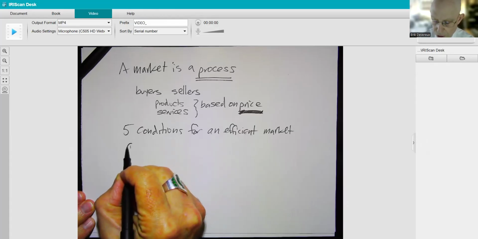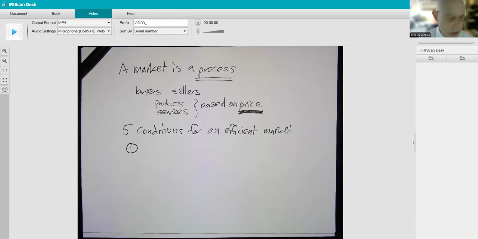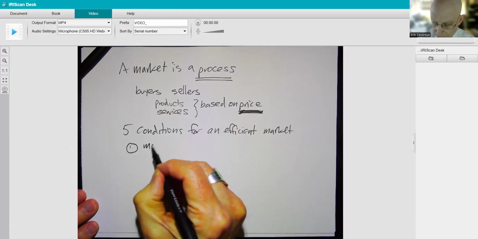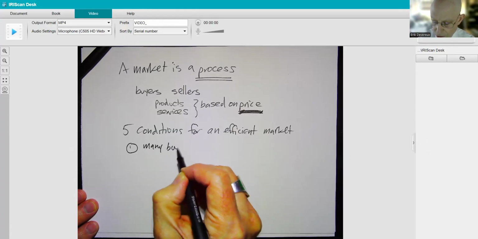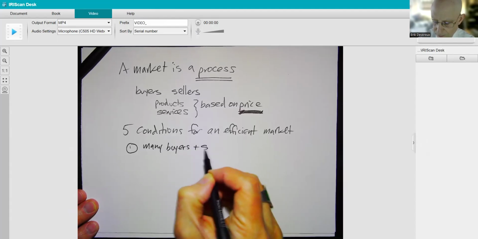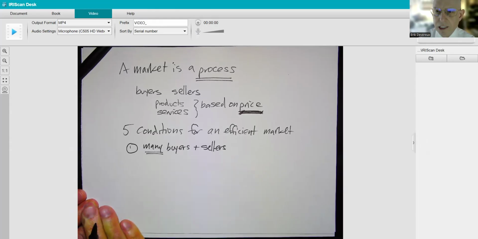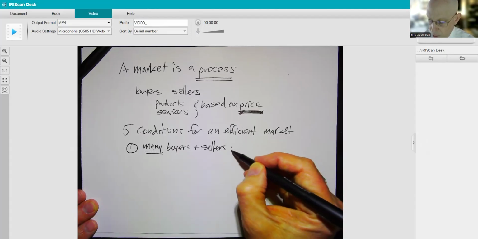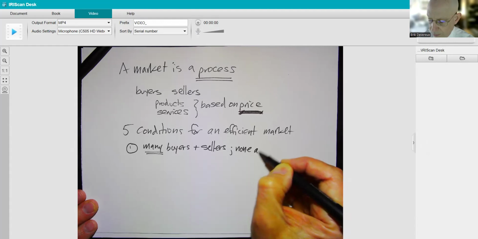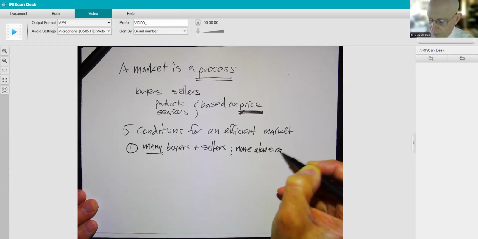So the first condition for a market to be efficient is there must be many buyers and sellers. There must be many. Now, how many is many? Well, that's actually a tricky question. It's a matter of degree. Certainly, if you have thousands or millions of them, that's one matter. But if you only have 10 or 5, that's an entirely different one, right? And most importantly, none alone can set price.